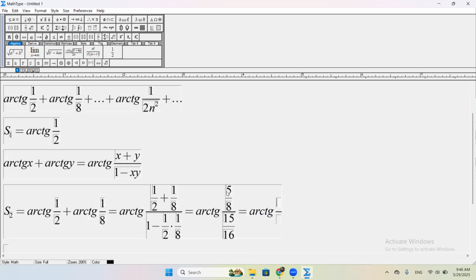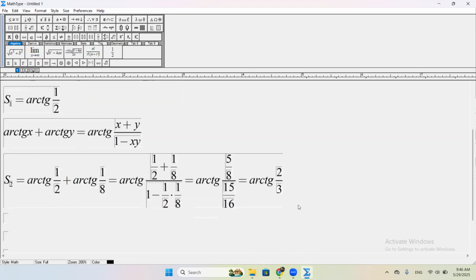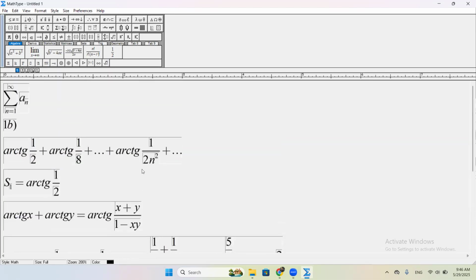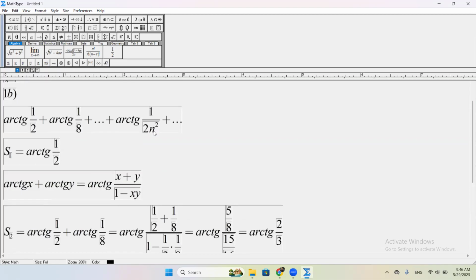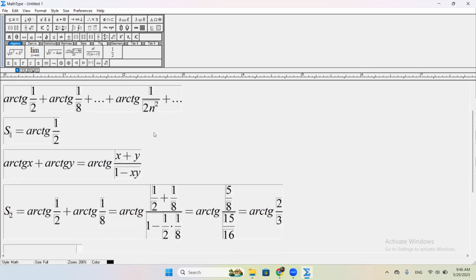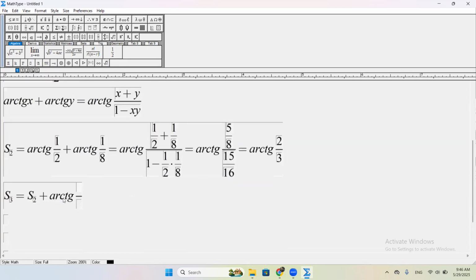And it will be equal to 2 over 3. Then, what about S3? So let's calculate it. It will be S2 plus the next term, so 1 over 2n square. So it will be 1 over 18.